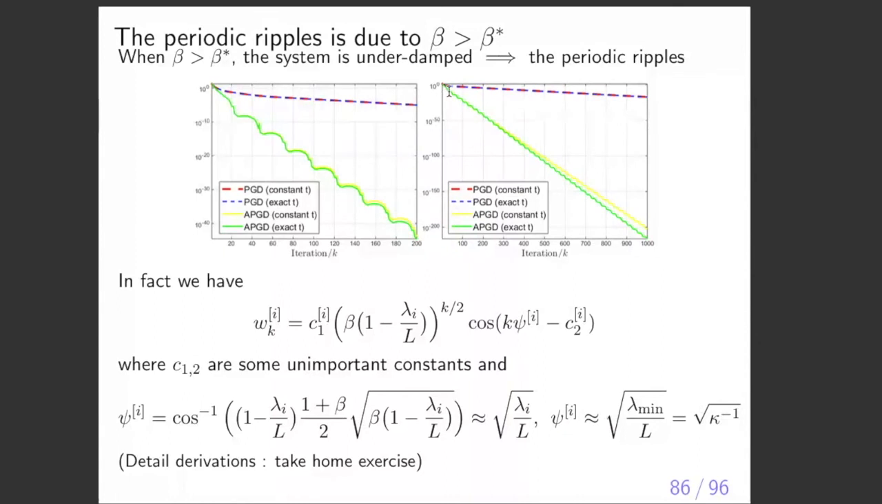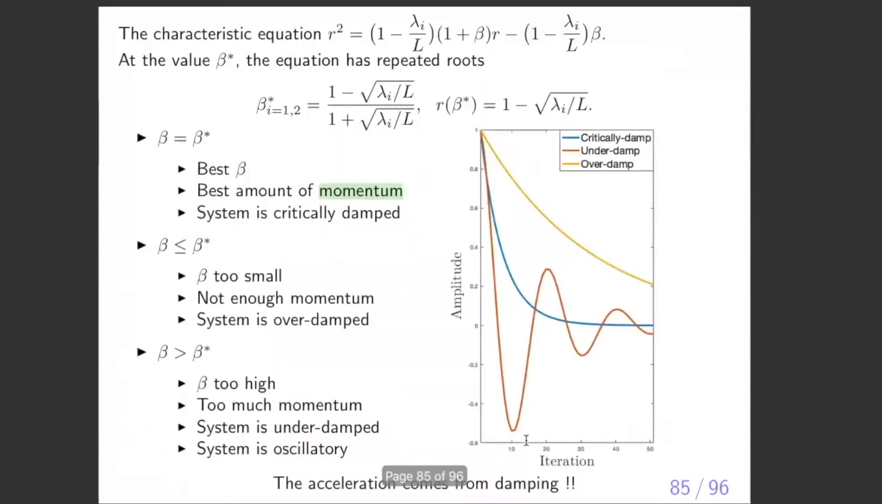Basically, that means how big this ripple is approximately related to this value, which is the kappa. What's the kappa? It is L over mu, that number. But this is inverse. Well, I'm not going to show it because it's too involved. If you have free time, you can try to derive it yourself. So this is a damping explanation of why acceleration works.